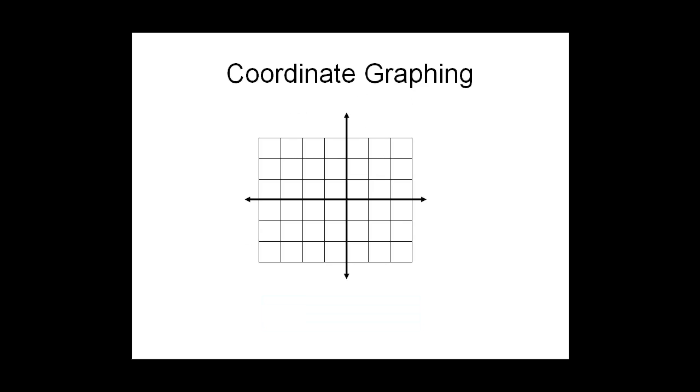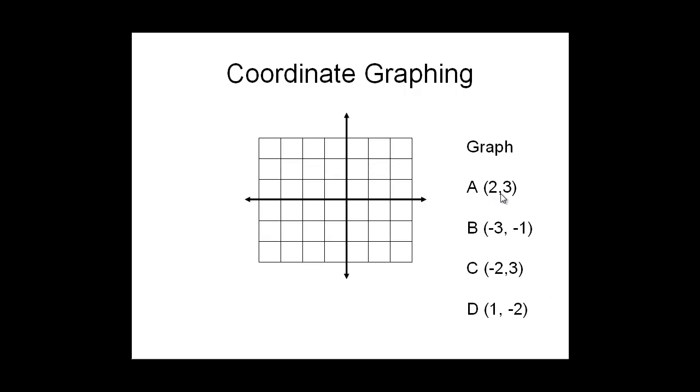Okay, first we need to make sure you know about the coordinate graphing system. Quadrant 1 is in the upper right-hand corner. Then we go counterclockwise: quadrant 2, quadrant 3, and quadrant 4. Now make sure you know how to graph a few points.